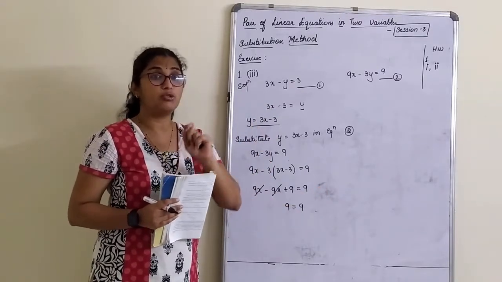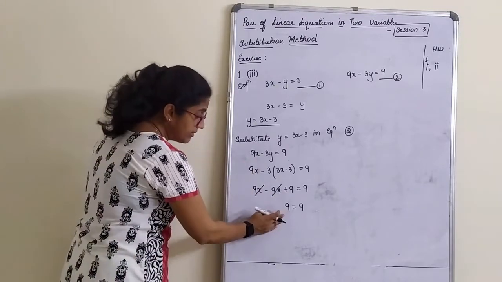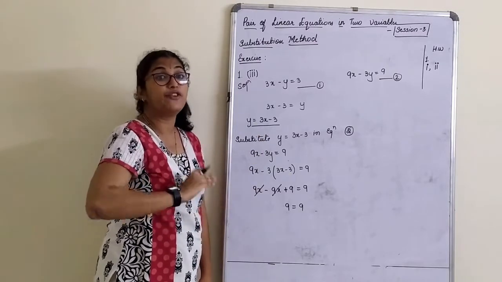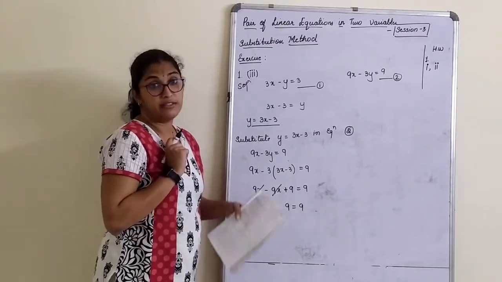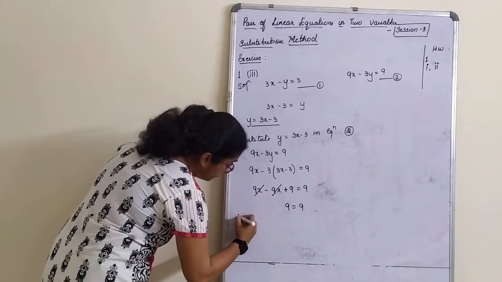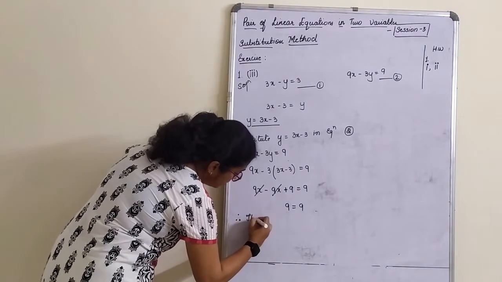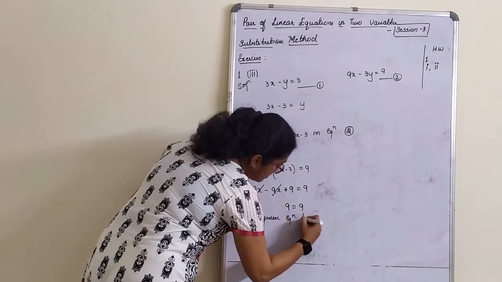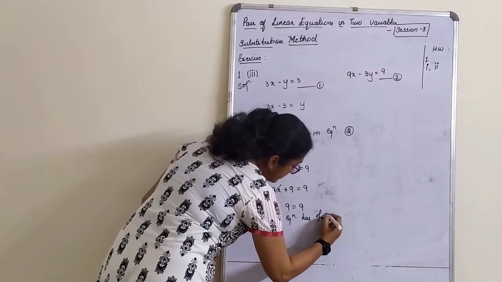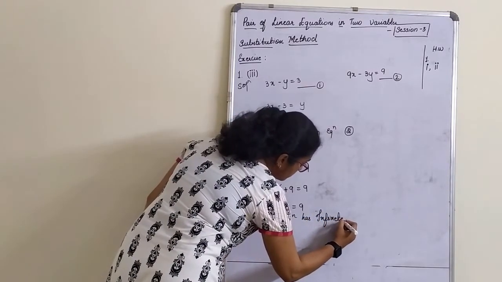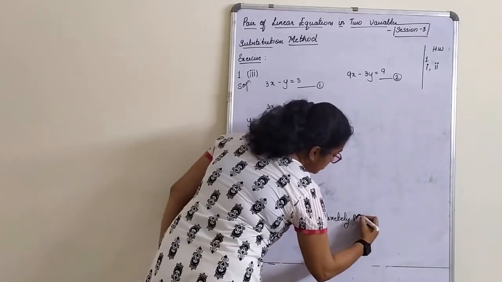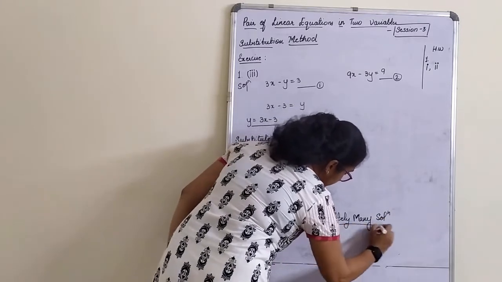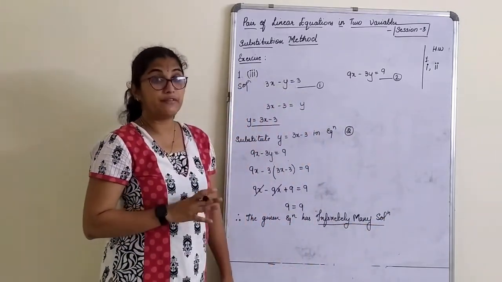It cannot have a unique solution for x and y. So you will write here, this is the only sum in the book that is given in this manner. Otherwise you get x and y separately. You'll understand as and when we solve further. I will write here: therefore, the given equation has infinitely many solutions. And just underline this. Otherwise, you get it separately for x and y here.